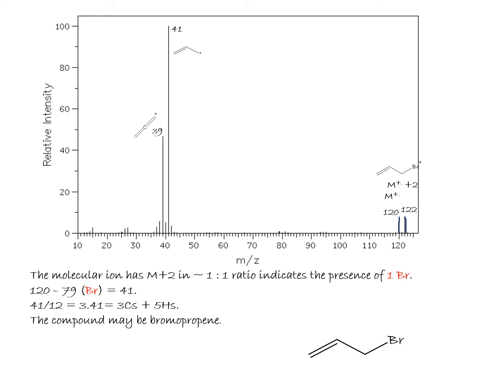We have mentioned before the isotope effect. M plus 2 in 1-to-1 is an indication of the presence of one atom of bromine. So we have bromine, and then getting from 120 to 41, there is no isotope in here, meaning the elimination of Br, radical.